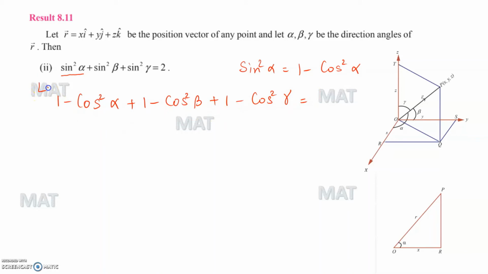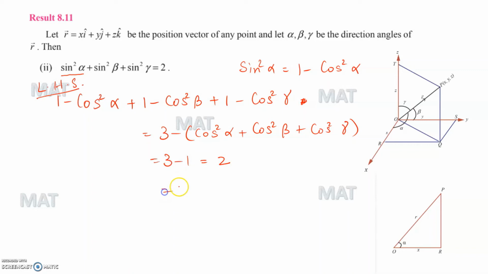This is our LHS. So this will be equal to 3 minus (cos squared alpha plus cos squared beta plus cos squared gamma). We have seen already that the sum of the squares of the direction cosines is 1. So this is equal to 3 minus 1, and that's equal to 2. That's our RHS. Hence the proof.